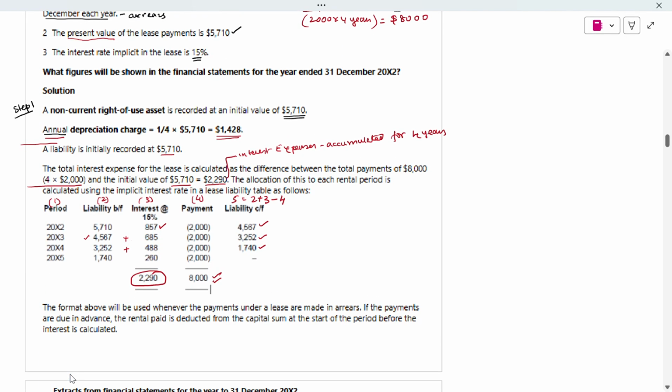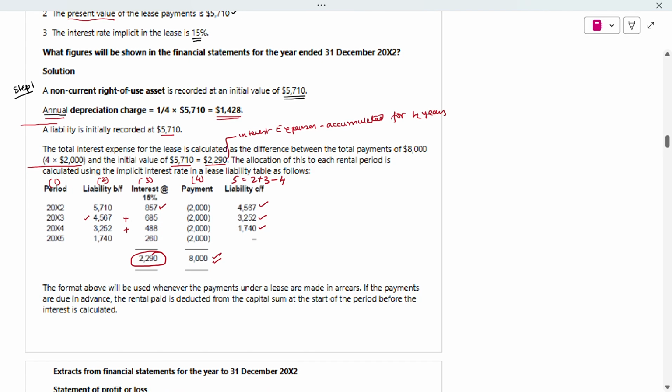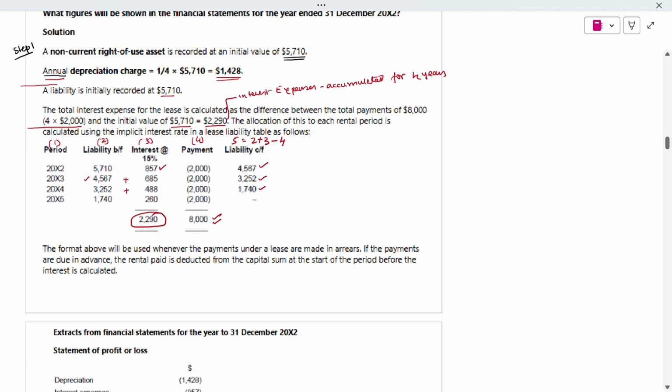Okay, this is the same process. The process will not change. The format above will be used whenever the payments on the lease are made in arrears. The format will not be changed. If the payments are in advance, the only thing is you are deducting it from the capital sum at the start of the period. Otherwise, if you are paying in arrears, it will be the same.